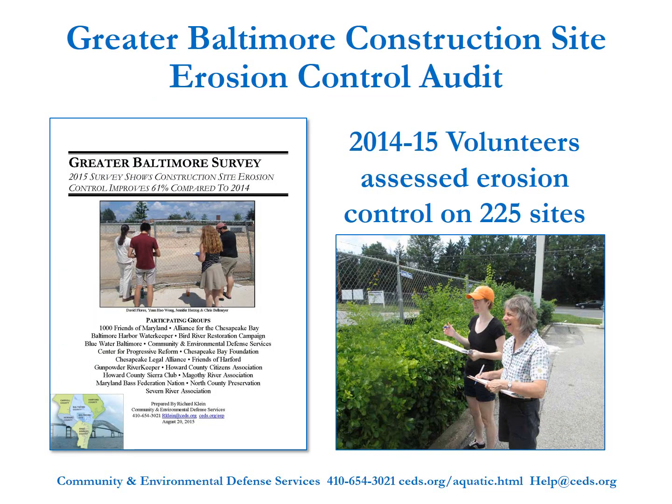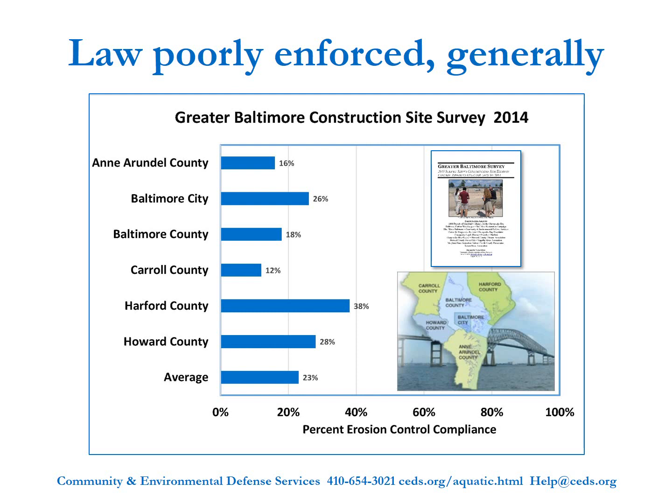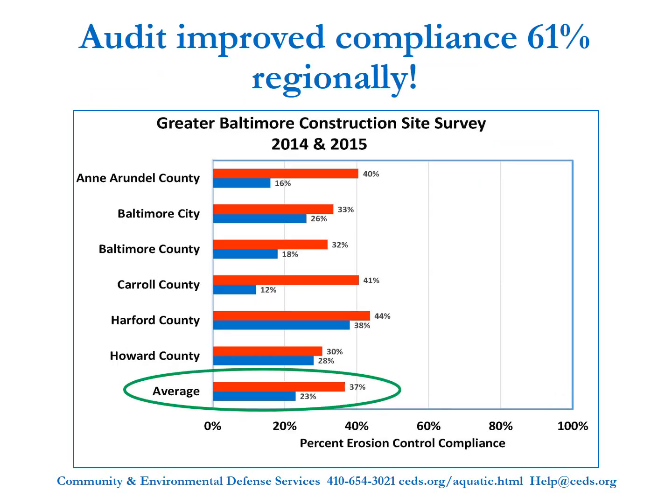So back in 2014 and 2015, more than 100 volunteers assessed erosion control quality on 225 sites in the greater Baltimore region. Here you see Lynn Rockenbaugh assessing a site in Arundel County. Unfortunately, the 2014 survey found that compliance with erosion control laws was pretty poor. Overall, it was 23% throughout the region. In Arundel County, compliance was only 16%.